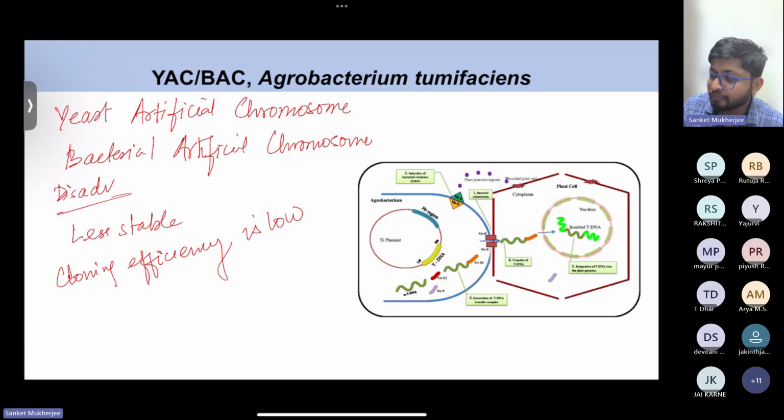Another is Agrobacterium tumefaciens, which has the Ti plasmid. This Ti plasmid has transferred DNA, which is transferred into the plant cell. So that's what it is about.